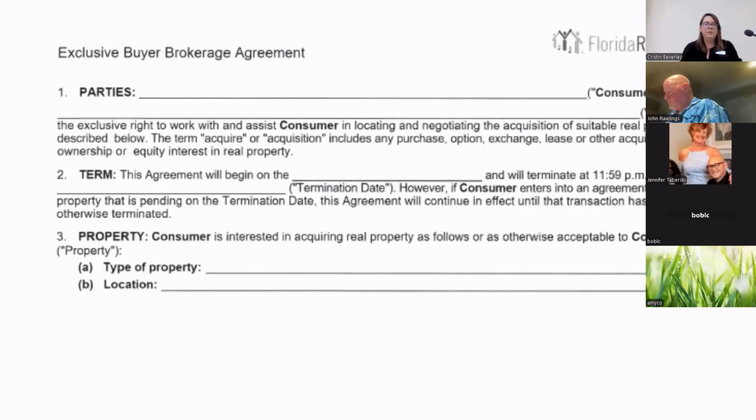So the first thing you're going to notice when you read through this form is that the word seller has been replaced with owner. And the word buyer has been replaced by consumer. So I would definitely make note of those.